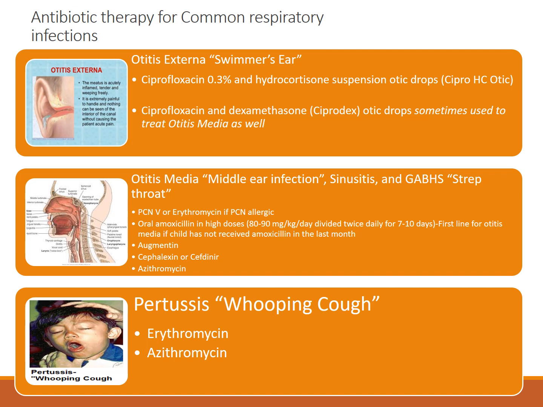Otitis media or middle ear infection, sinusitis, or strep throat. So they may do Pen-V or erythromycin if they're penicillin allergic. They can do amoxicillin in higher doses. They may do Augmentin, remember, which is the amoxicillin with the something that inhibits that beta-lactamase. Keflex or a Z-Pak, azithromycin. And then for pertussis or whooping cough, which is more prevalent in Rhode Island than ever before, they may use erythromycin or a Z-Pak, azithromycin.